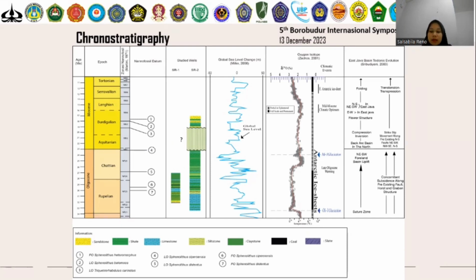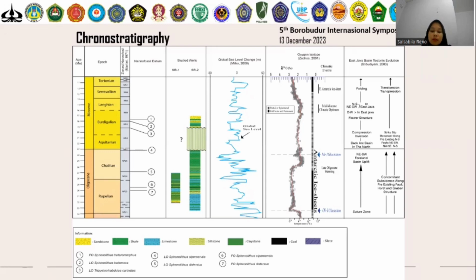Next is NP25, where lithologies such as limestone, shale, and silt are deposited. In this age, global sea level change is increasing due to the late Oligocene warming that occurs, and afterwards, towards the end of the Oligocene, there is Miocene glaciation. Because of the glaciation, the global sea level change decreases. At this age, a local tectonic event occurs, such as an uplift in the foreland basin.